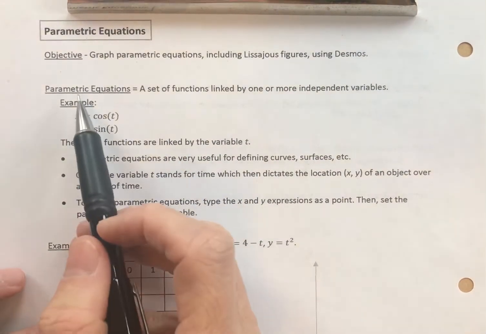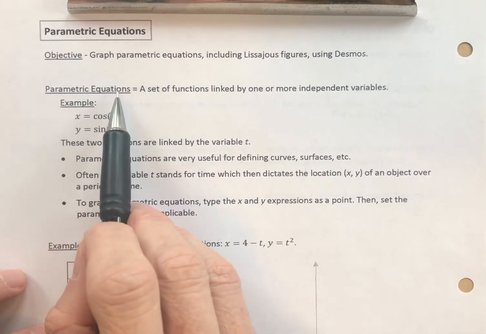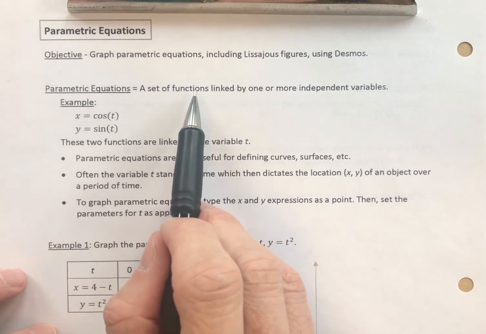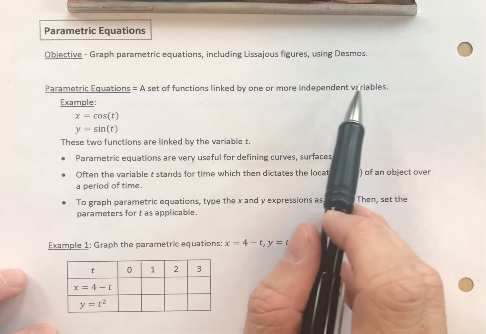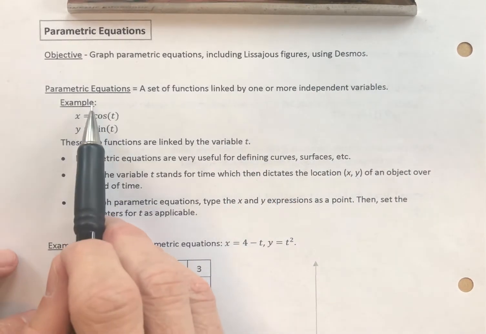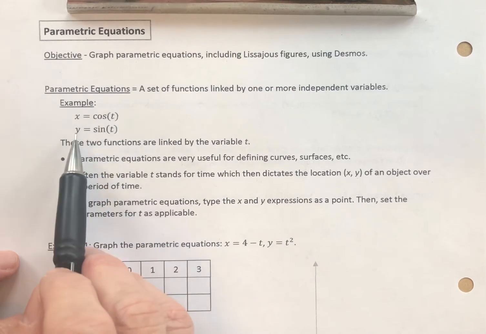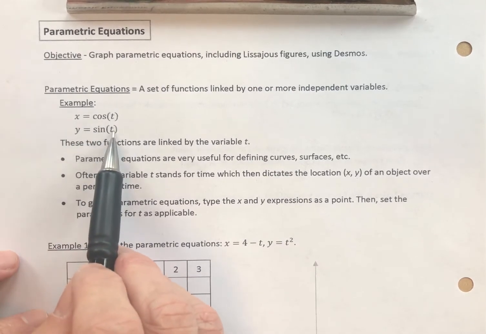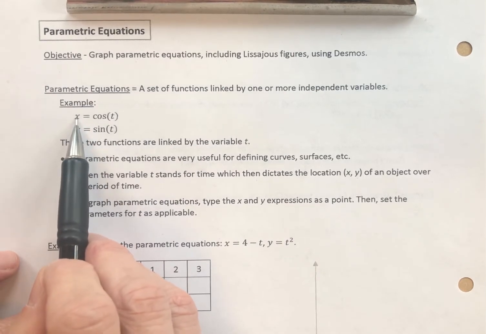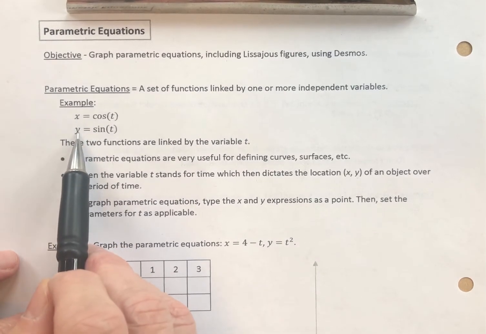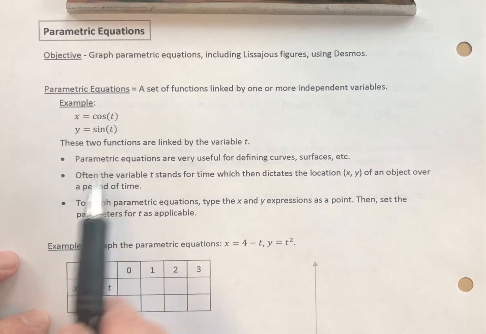Well, first off, what is a parametric equation? A parametric equation is a set of functions, a set of equations linked by one or more independent variables. An example: x is equal to the cosine of t and y is equal to the sine of t. So I have two equations. One equation gives me the x coordinate, one equation gives me the y coordinate, and they are linked by this variable t, as you see here.